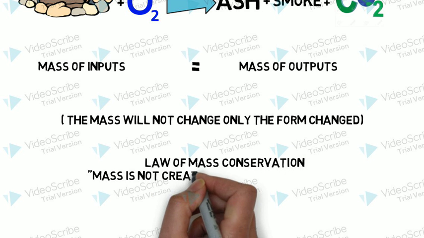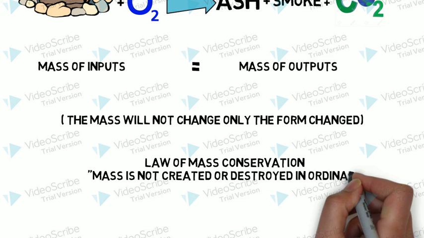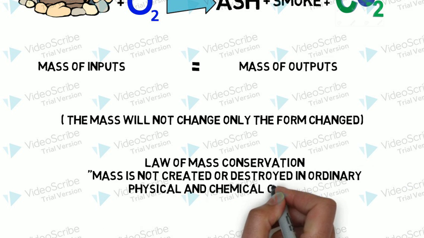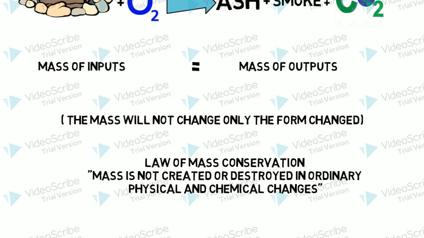So now this is the law of mass conservation. Mass is not created or destroyed in ordinary physical and chemical changes. Only the shape will change.